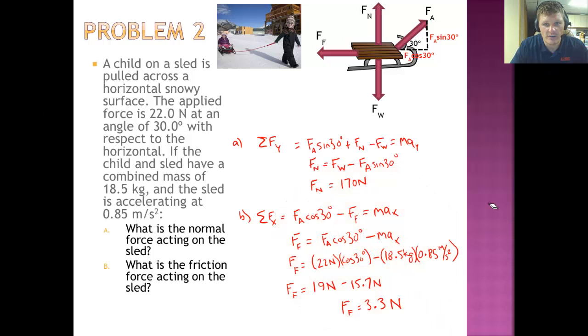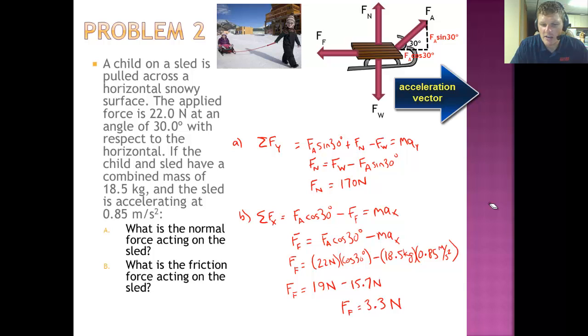Okay, hopefully you had a chance to solve this problem. Your answer to part A should have been the exact same answer as for the first problem we looked at. The normal force is 170 newtons. And in part B, because there is acceleration in this situation, but the mass of the sled didn't change, and the applied force and the angle didn't change, the frictional force has to be much less in this situation if the sled is going to accelerate in the positive direction.